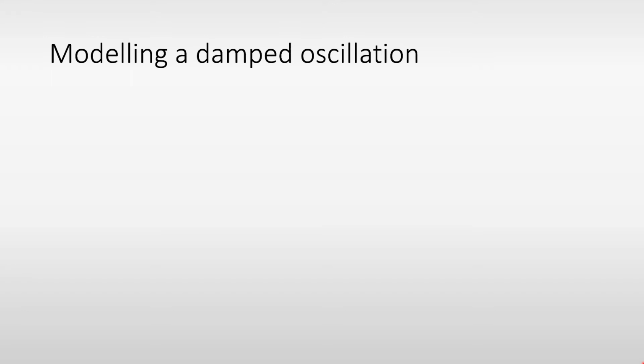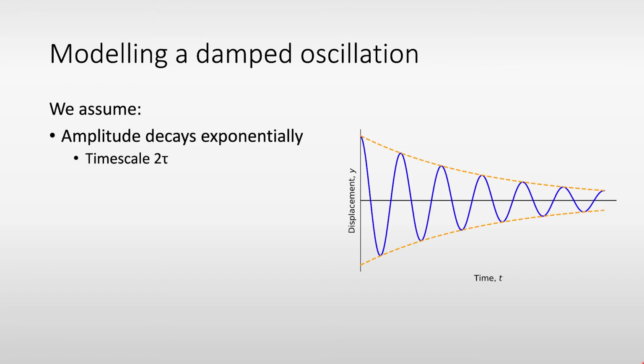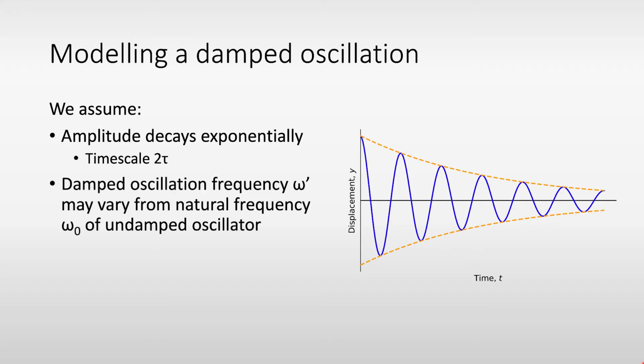We can model a damped oscillation in a fairly straightforward manner. We assume that the amplitude decays exponentially with timescale 2 tau. The reason for using 2 tau will become apparent later on in the course. The damped oscillation frequency omega prime may vary from the natural frequency of the undamped oscillator. So if we were to superimpose the undamped oscillator on this, we might see that the period is slightly different, the angular frequency being slightly different as well, due to that damping process.